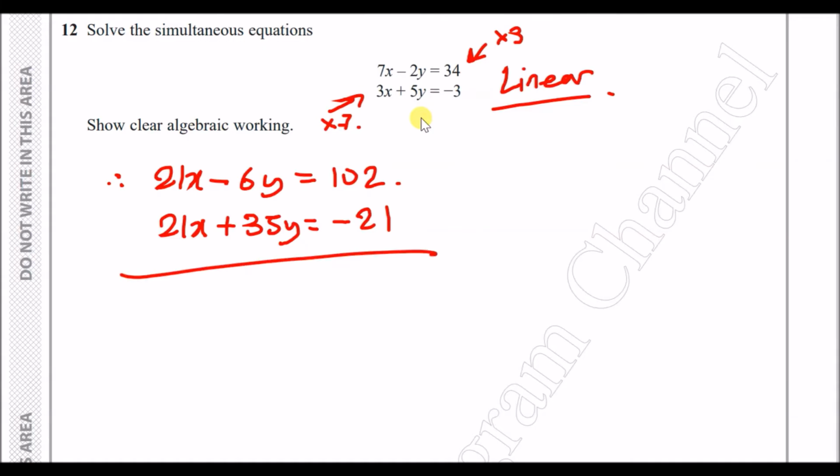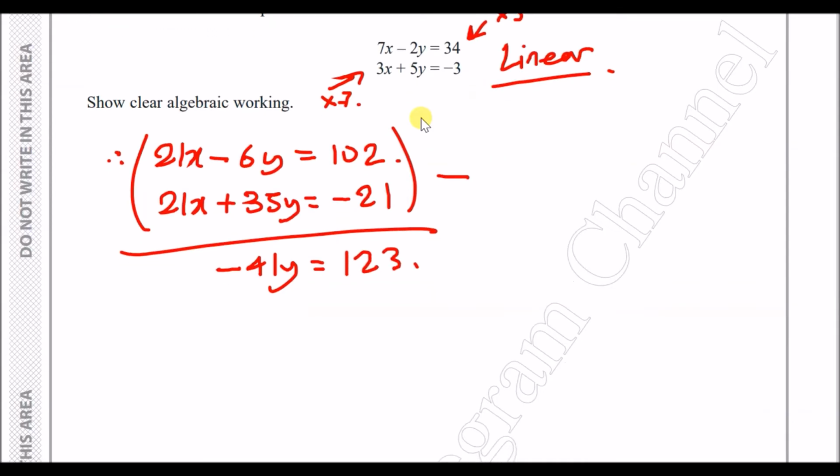Because if you subtract them, the x will disappear and you're left with an equation in terms of y. And that makes it easy to solve. So subtracting all of this across, I put these two in a big minus outside. 21x becomes nothing. Minus 6y minus 35y gives us minus 41y. 102 minus minus 21, so you end up adding these two numbers. You're going to get 123.